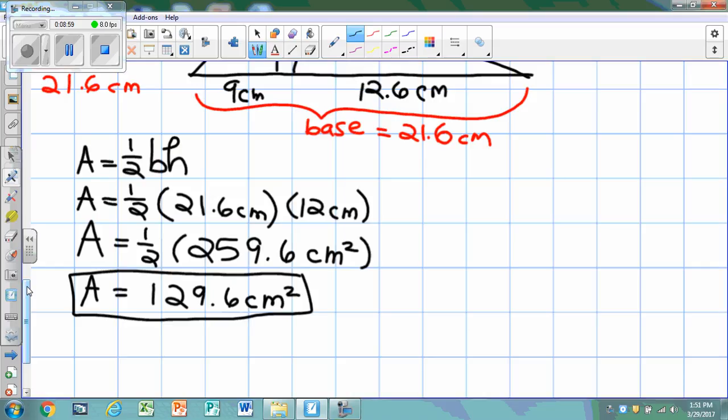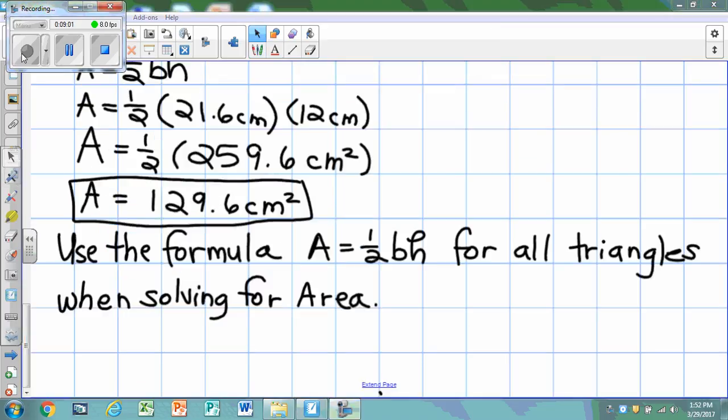That's what I want you to write next. Use the formula area equals half base times height for all triangles when solving for area. Do you have any questions? Thank you so much.